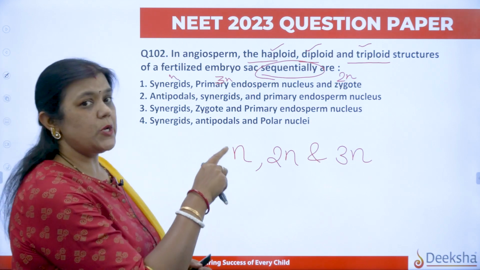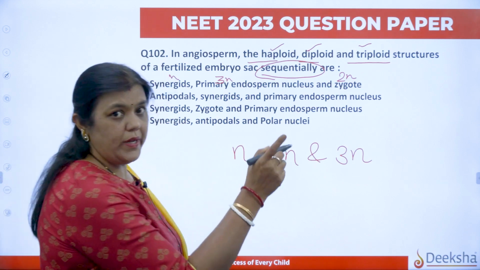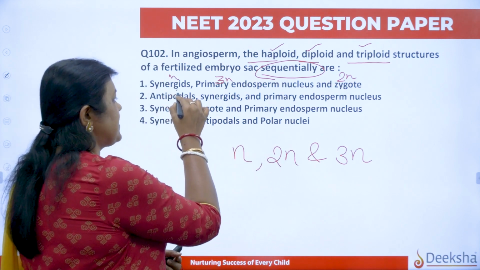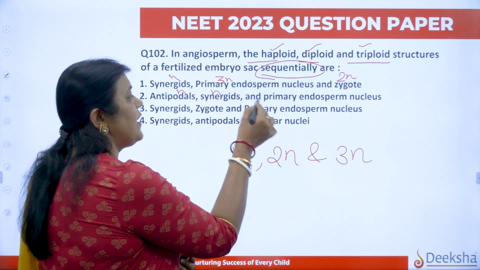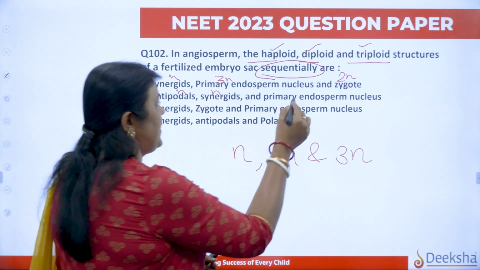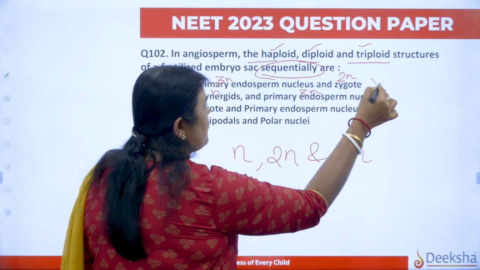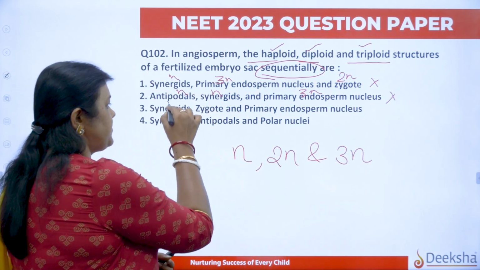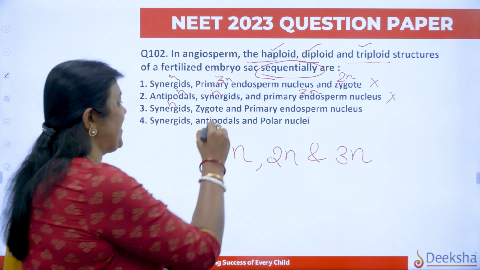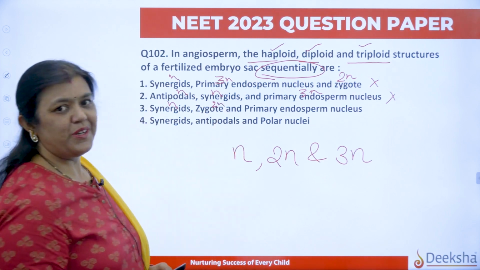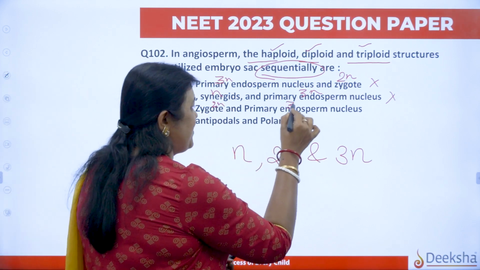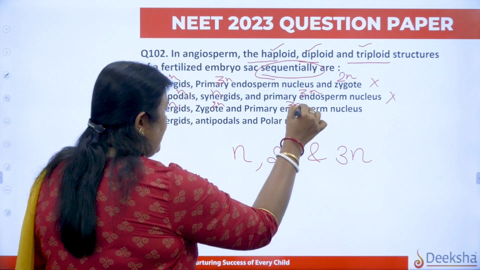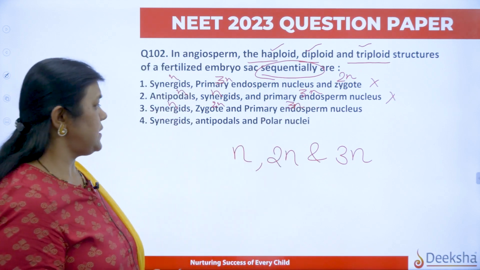So now, is it in a sequence? What do you have to look for? N, 2N, and 3N. Antipodal cells, N. Synergids, N. Primary endosperm nucleus, you know it is 3N. So these 2 options are obviously not the correct answer. Let us see the third one. Synergids, N. Zygote, 2N. Primary endosperm nucleus, 3N. So till now I feel we have got the correct answer as option 3.